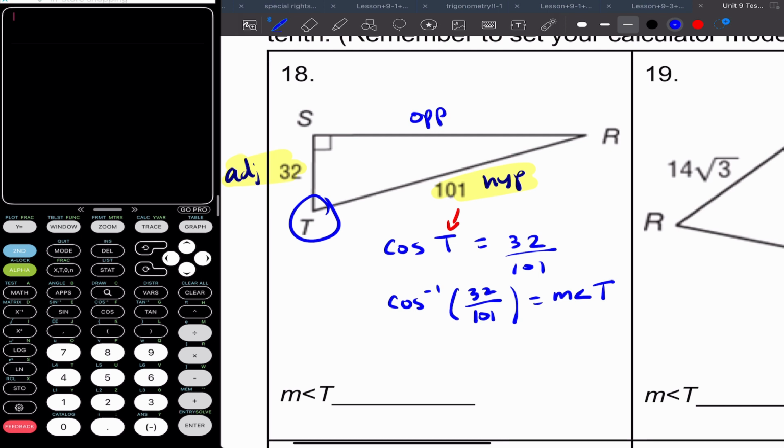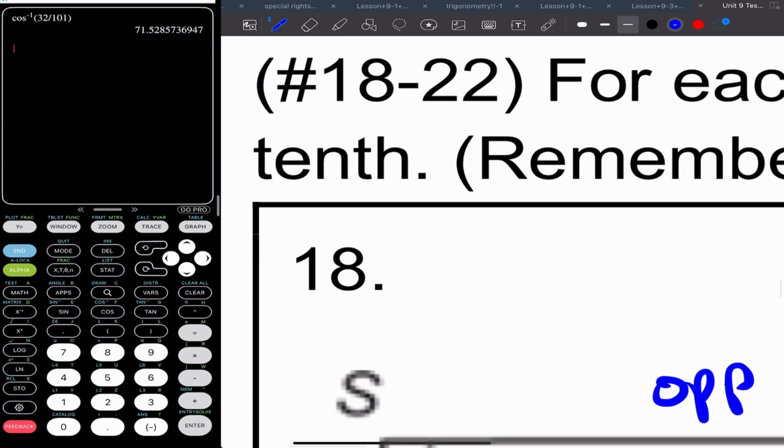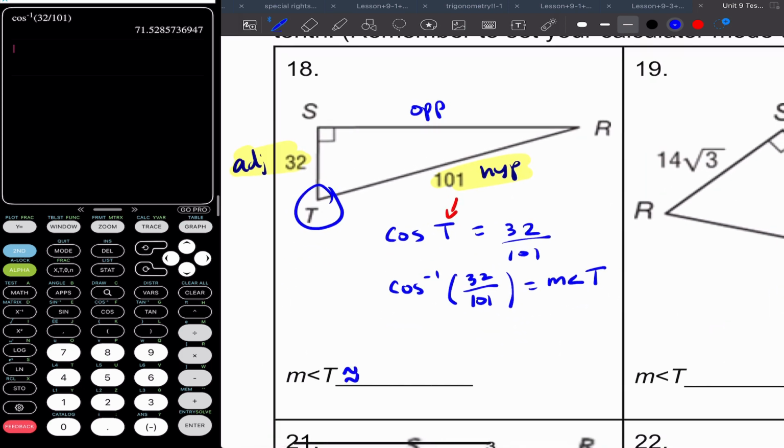I should say press second on your calculator. Then press cosine, so you get cosine minus 1 of 32 divided by 101. And then press enter. Since I'm rounding to the nearest tenth, my answer is approximately 71.5 degrees, because we're trying to figure out how long this angle is. Okay, so that's the answer for number 18.